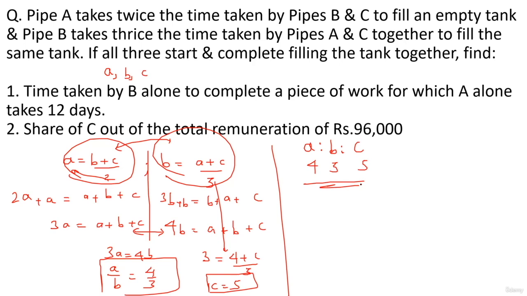Time taken by B alone to complete a piece of work for which A alone takes 12 days. A alone takes 12 days means the work done by A will be its efficiency 4 multiplied by the time taken, which is 12 into 4, 48 units, right? The same work is now being performed by B, whose efficiency is 3 units, right? So what is the time taken by B in this case? The time taken by B will be the work done divided by the efficiency of B. This comes out to be 16 days, right?